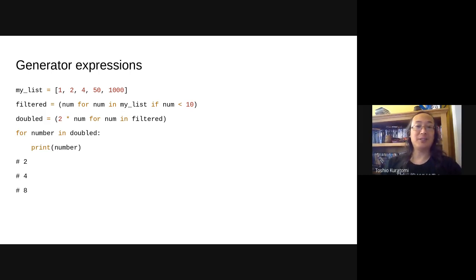Filtered says, okay, my list, next number is 2. That's less than 10, pass it back to doubled. Doubled multiplies it by 2, passes it to the for loop. For loop prints 4. Asks doubled for the next number.